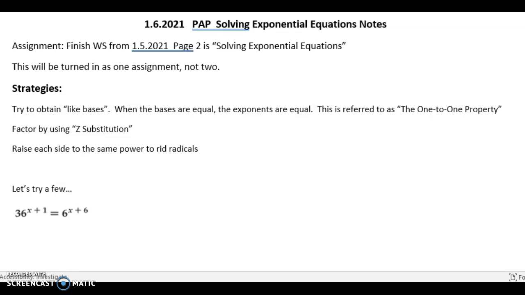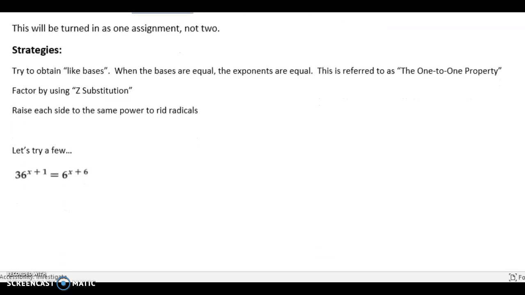Today we continue with what we started yesterday. Yesterday, remember, we were just simplifying expressions that contained exponents. Today we're going to solve exponential equations. The word equation means that you have an equal sign. Exponential means, of course, that you're going to have exponents, and solve means solve. So we're going to be solving for x.